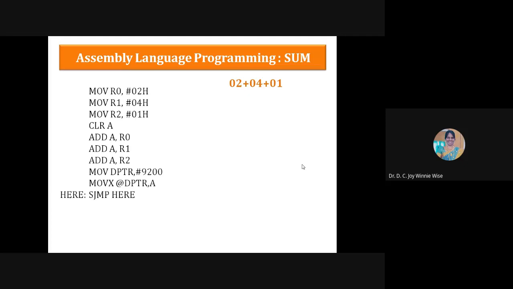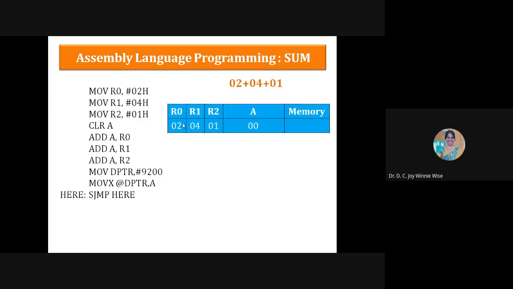Next one, I want to add the data 02 plus 04 plus 01. So what I'm going to do is make the data available in the registers R0, R1, and R2. So R0, R1, R2 have the data 02, 04, and 01.